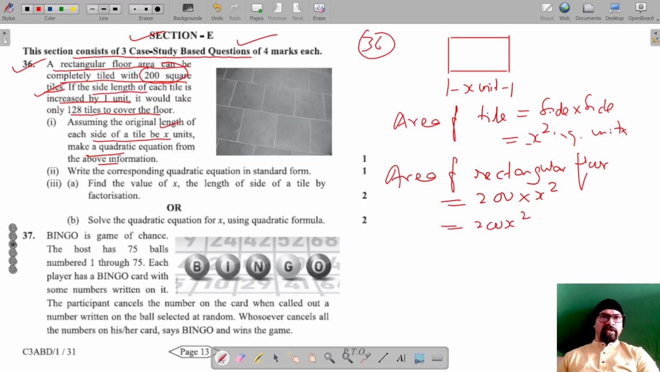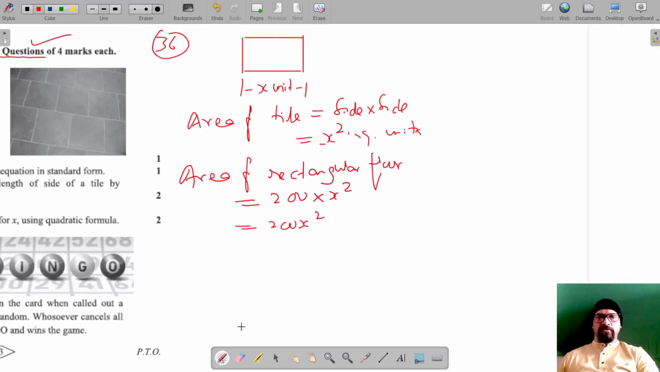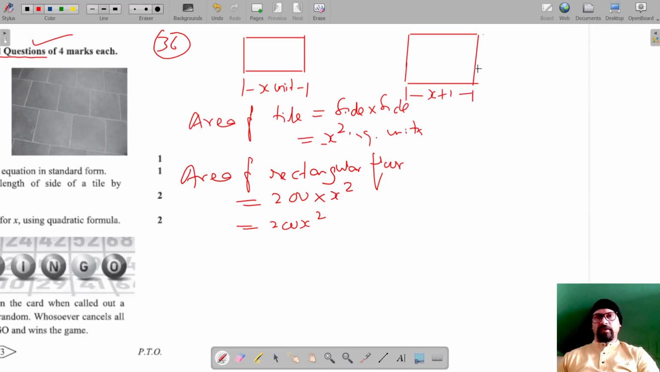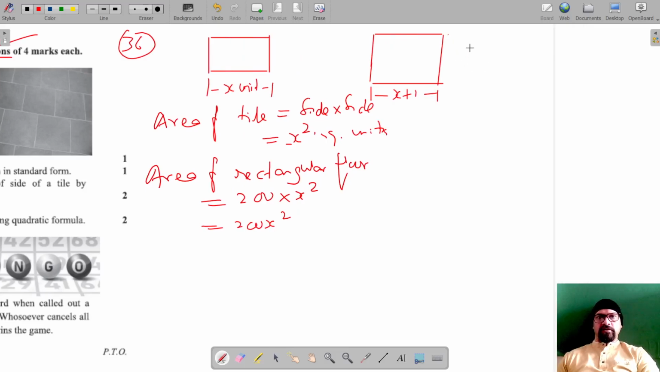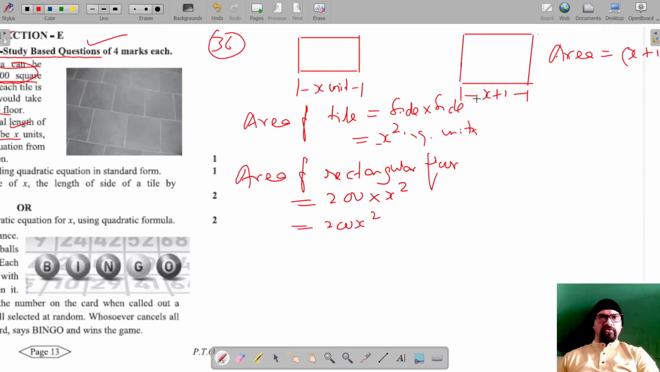Now it's given that the side length of each tile is increased by 1 unit. Let's say this square's side length is now increased by 1 unit. So the new side length is x plus 1, and its area is now x plus 1, the whole square, that is side square.